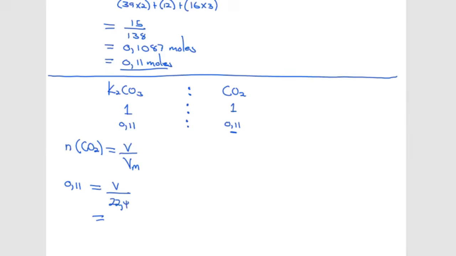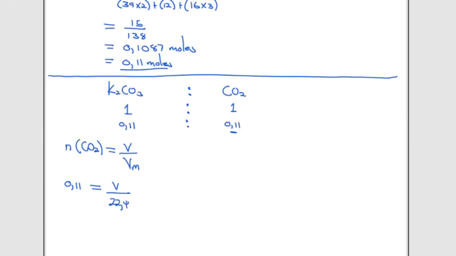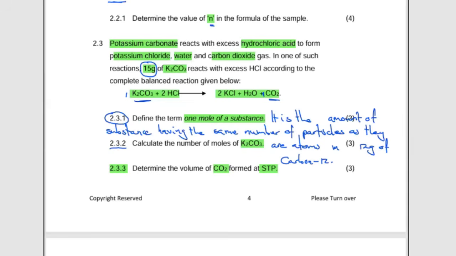Therefore, to make V the subject of the formula, I'm going to say V is equivalent to 0.11 multiplied by 22.4, right? So my final answer there is I'm going to get a value of what? 2.46. And the units of measurement, remember they are in what? dm cubed. Then that's how we attempt our question for 2.3.3.